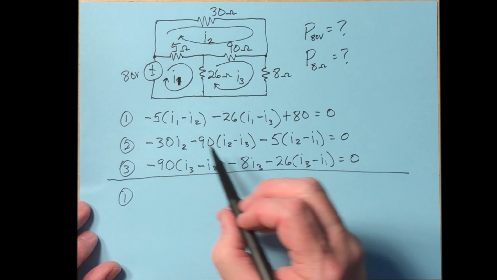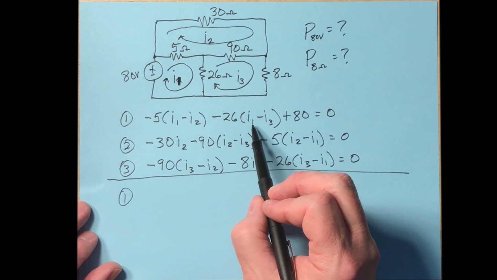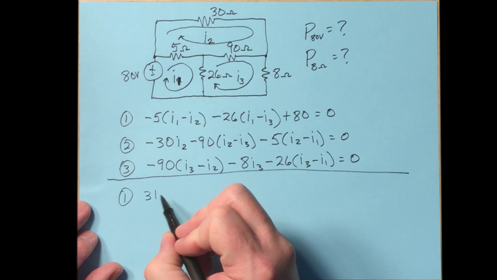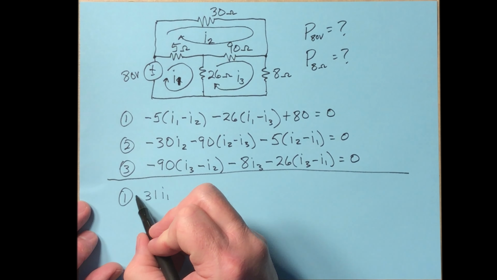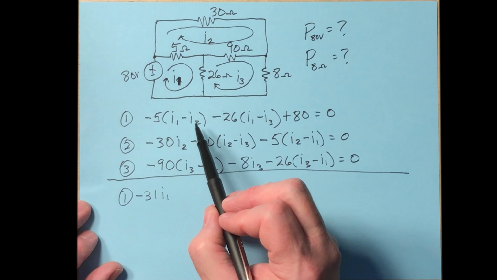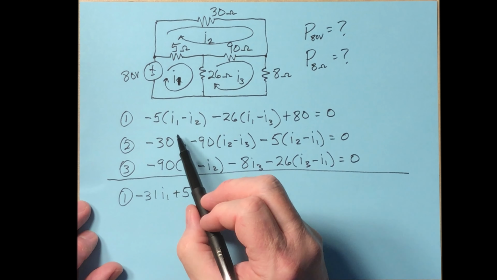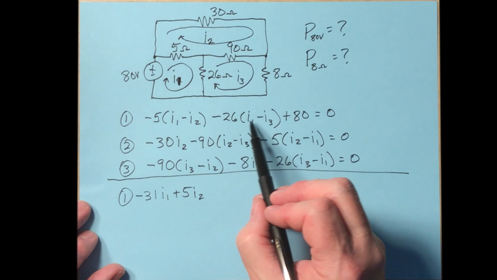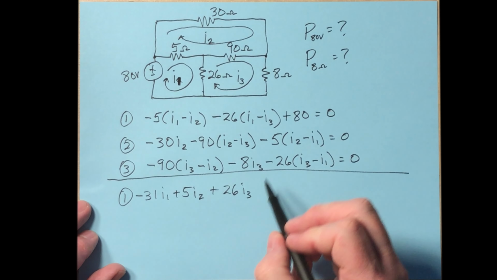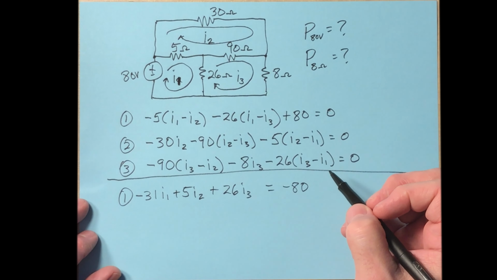Starting with loop 1, looks like I've got negative 5 I1s and negative 26 I1s, so that's going to be negative 31 I1. And then I2s, I've got positive 5. And then for I3s, I've got positive 26. And then this 80 on the other side of the equal sign becomes negative 80.